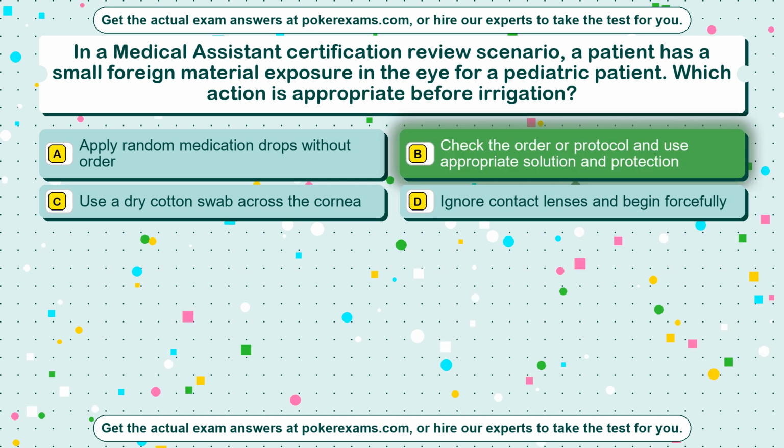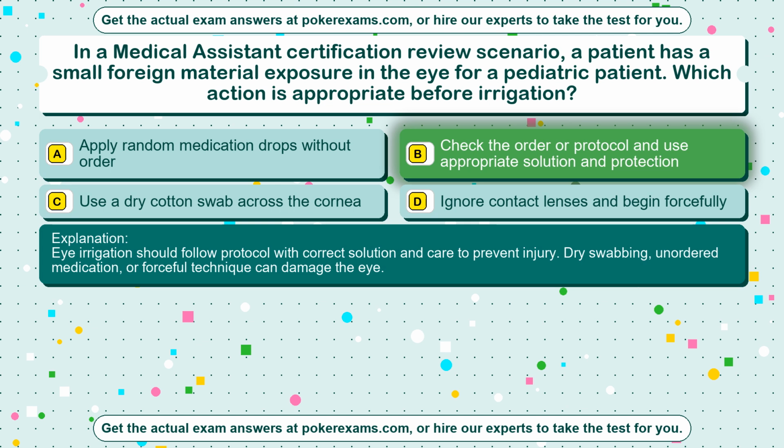The correct answer is option B. Check the order or protocol and use appropriate solution and protection. Eye irrigation should follow protocol with correct solution and care to prevent injury. Dry swabbing, unadhered medication, or forceful technique can damage the eye.